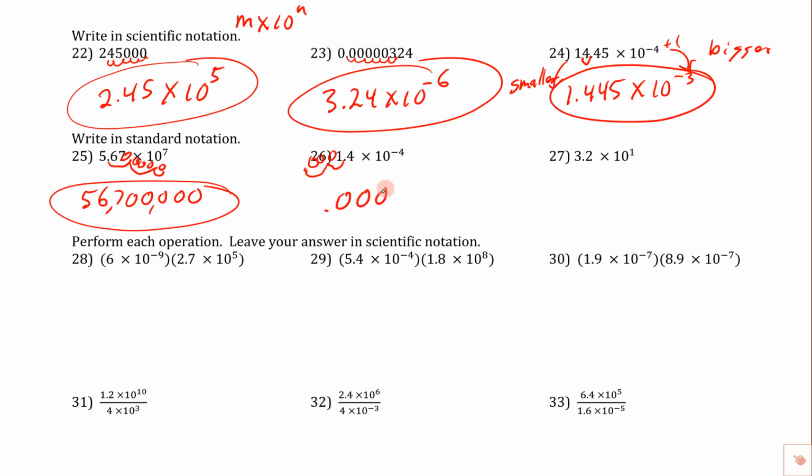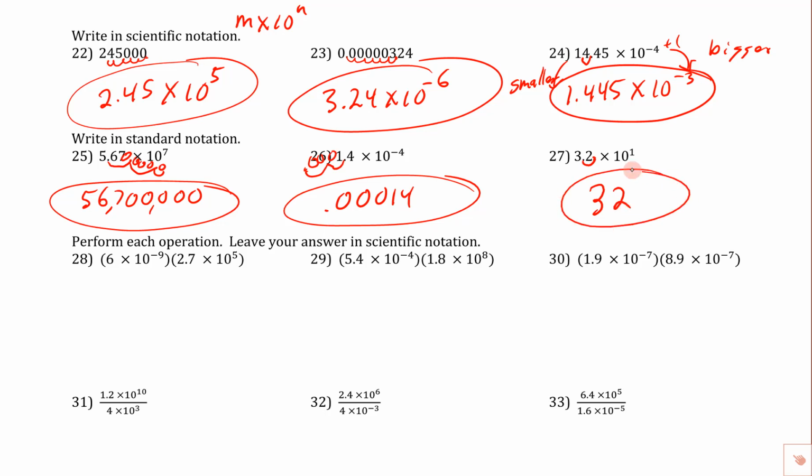So this is going to be 3 zeros and a 1, 4. Circle that. And this one, all we have to do is move this 1 decimal place to the right. So we're going to move it over here. So this is a funny way to write the number 32. Okay, this says perform each operation, leave your answer in scientific notation.